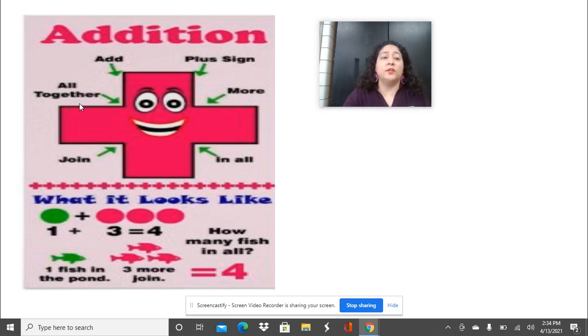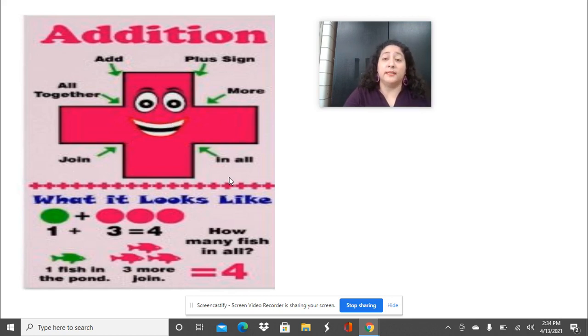Okay? Or the word "join." If we say there's two butterflies and then two more join them, how many butterflies are there? Join means that you're going to add all of them together to find out. So you have two here and two here. That's going to be 1, 2, 3, 4. 4 butterflies, right?